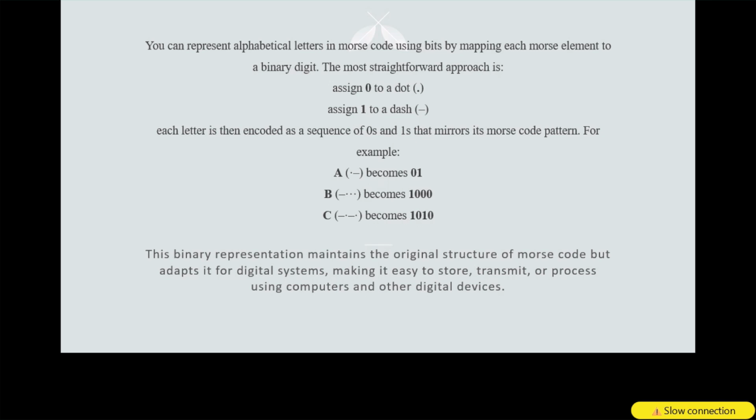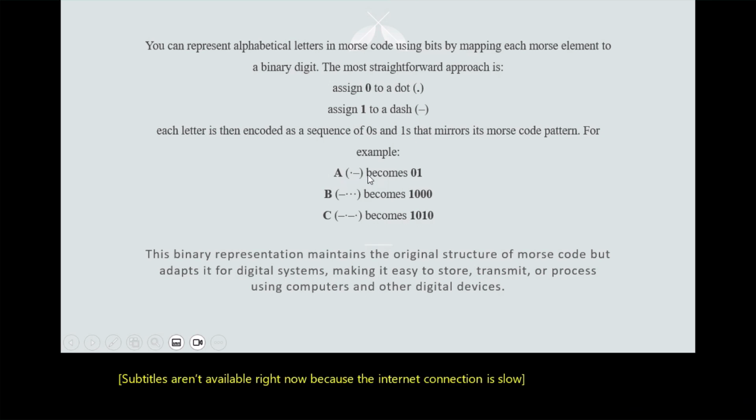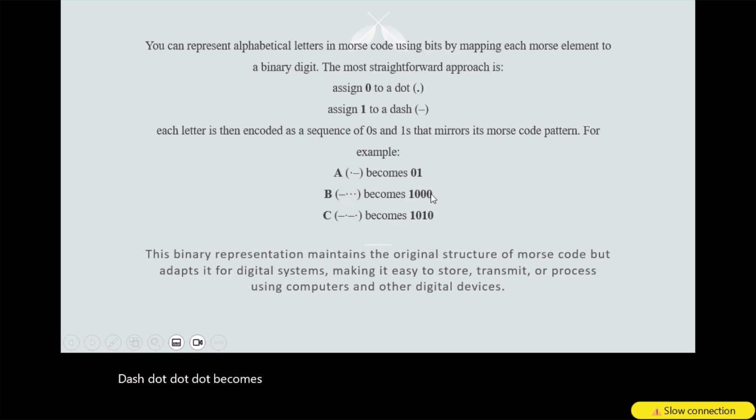For example, A, dot dash, becomes 01. B, dash dot dot dot, becomes 1000. C, dash dot dash dot, becomes 1010.